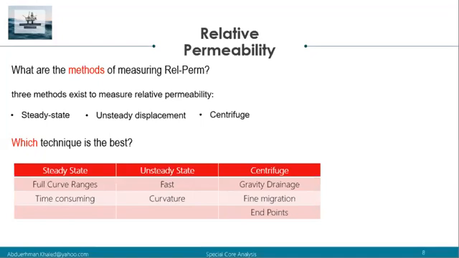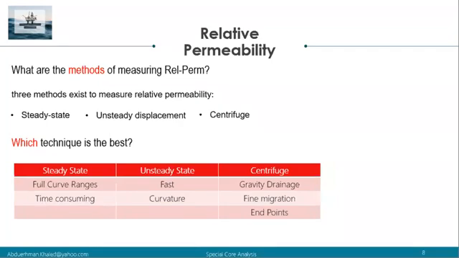Centrifuge experiments are often used in studies where gravity drainage is identified as the dominant recovery mechanism. The unsteady state method is more often used because of its rapidness; it's a really fast test. In some cases, the steady state method is needed to fully define the curve ranges. So at the end of the day, integrating the results from different types of tests can be a great help in recognizing which parts of each data set are reliable and which parts are invalid.